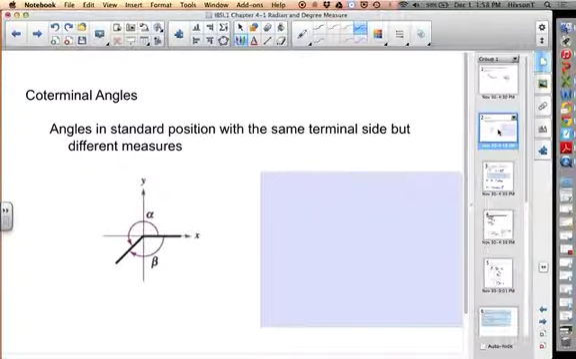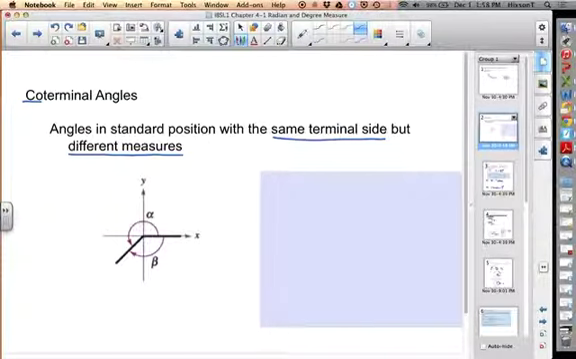The prefix here, co, means together. Okay, so these are angles whose terminal sides are together. All right, easy way to remember that term, coterminal. These are angles in standard position with the same terminal side, but different measures.